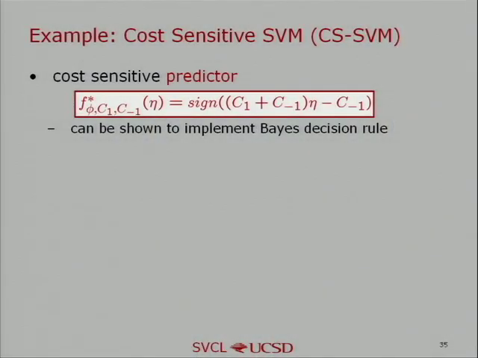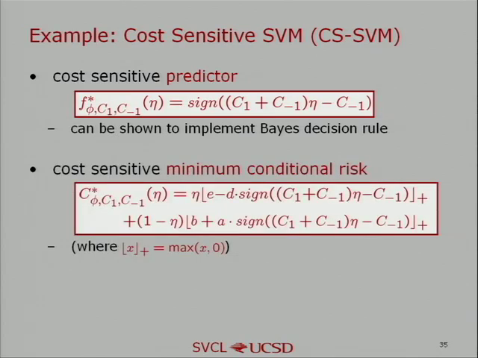So here we're going to start with f. We're going to choose our f star to be this, which can be shown to be Bayes consistent, and it implements the Bayes decision rule. In fact, it's just the cost-sensitive version of the link used in SVM. So if you set C1 and C negative 1 equal to 1, it will simplify to sign of 2 eta minus 1, which is the exact same thing used in SVMs.